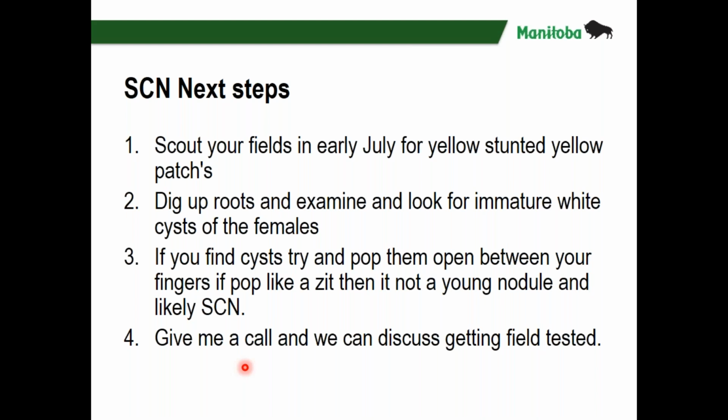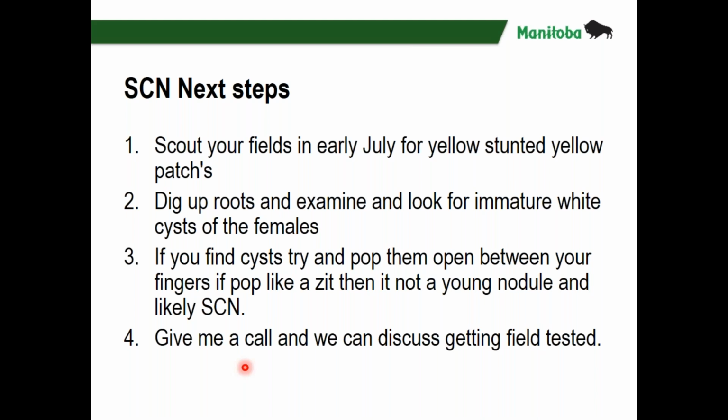Well, for those of you who have some concerns, you need to be scouting your fields in early July for yellow stunted areas and yellow patches in the field. You need to dig up those roots and examine for those immature white cysts on the roots. They're quite a bit smaller than a nodule, so they're very distinctive.